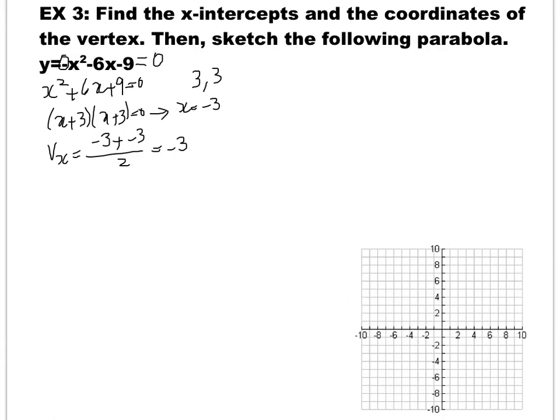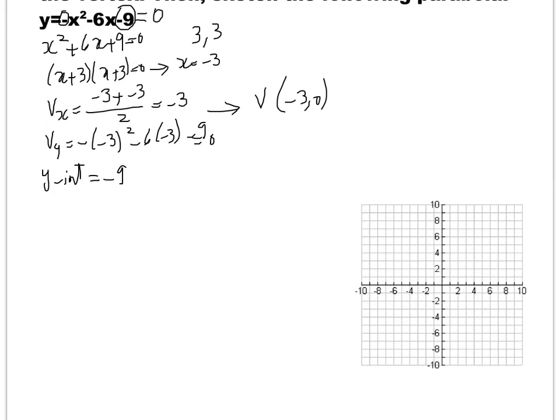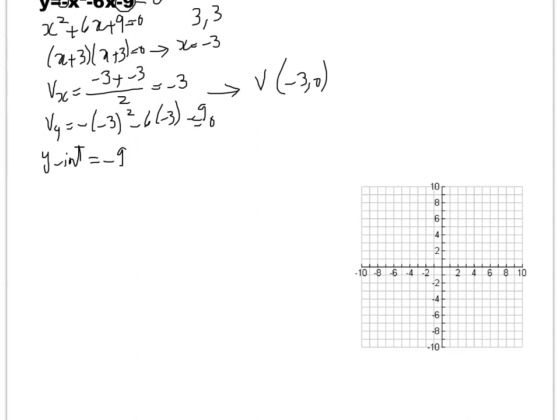Then I'm going to substitute it back in the equation to find the y-coordinate of the vertex. I get negative negative 3 squared minus 6 times negative 3 minus 9, and the answer is going to be 0. So from here we get the vertex is negative 3 and 0. I'm going to go ahead and find the y-intercept. This means that x is 0, so the y-intercept is the constant, which is negative 9. Now we have enough information to go ahead and plot the graph.